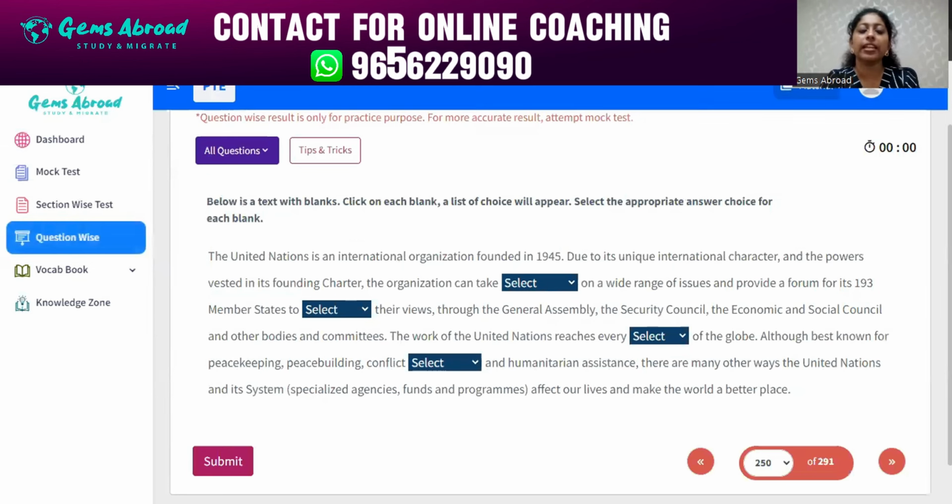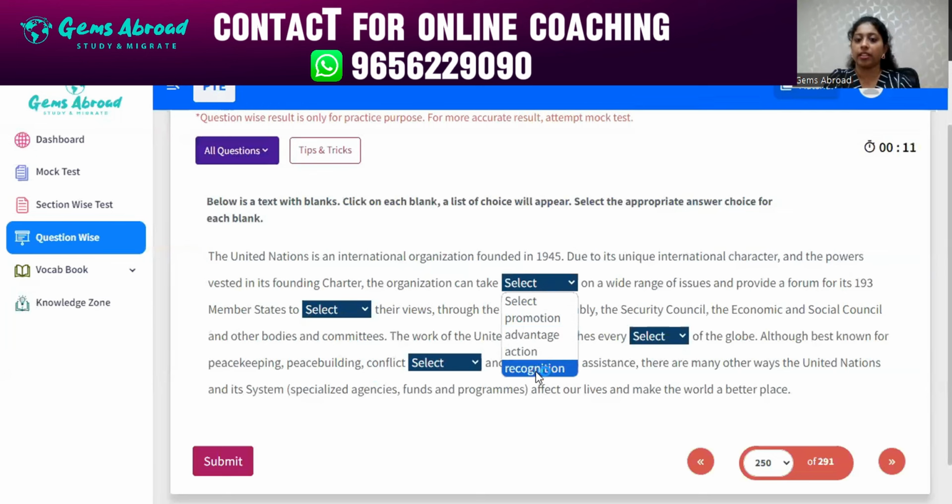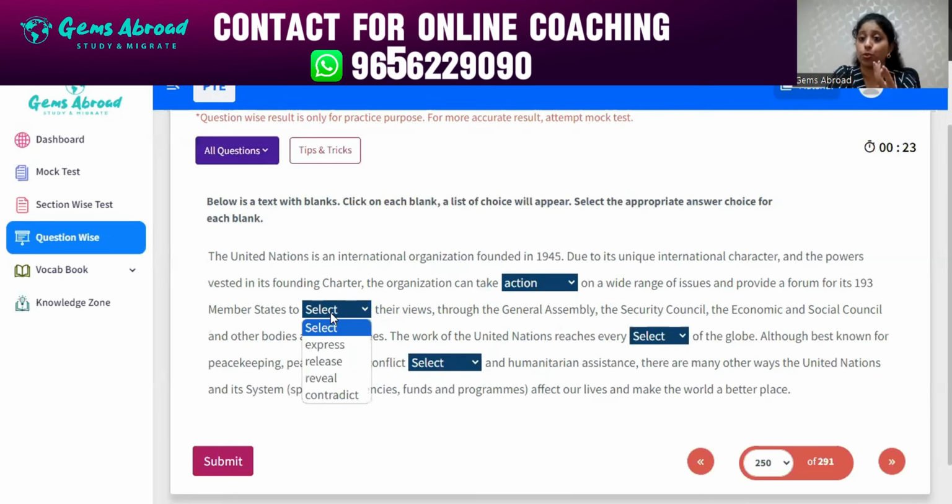The United Nations is an international organization founded in 1945. Due to its unique international character, the powers vested in its founding charter allow the organization to take dash on a wide range of issues. Options: promotion, advantage, action, recognition. The word is action. And provide a forum for its 193 member states to dash their views: release, reveal, contradict, or express their views.